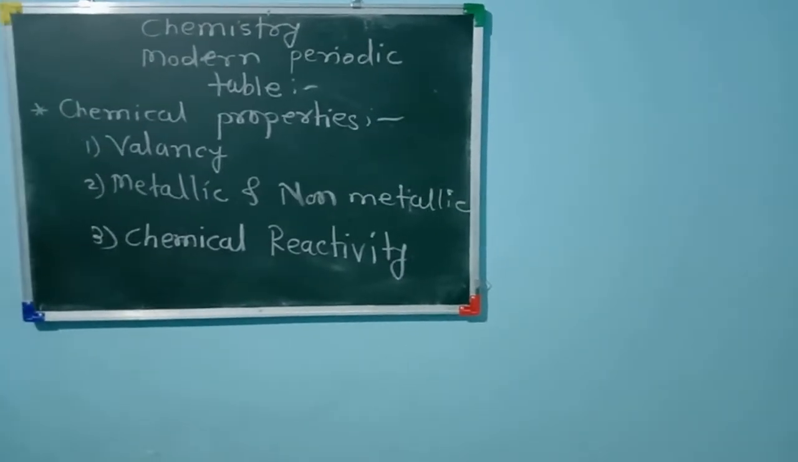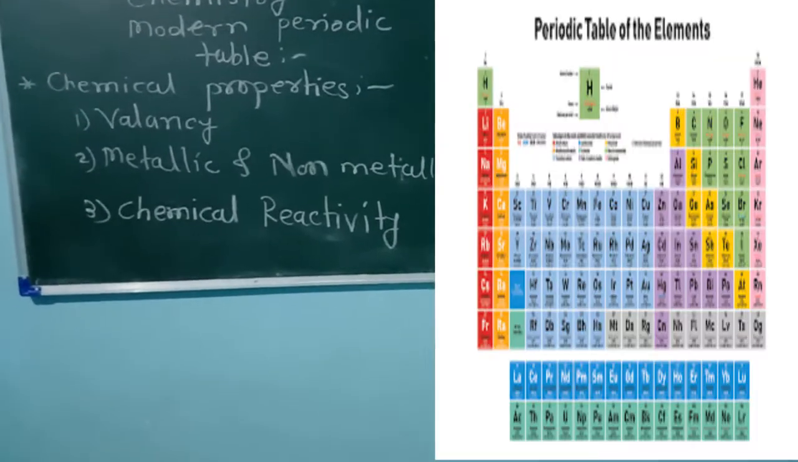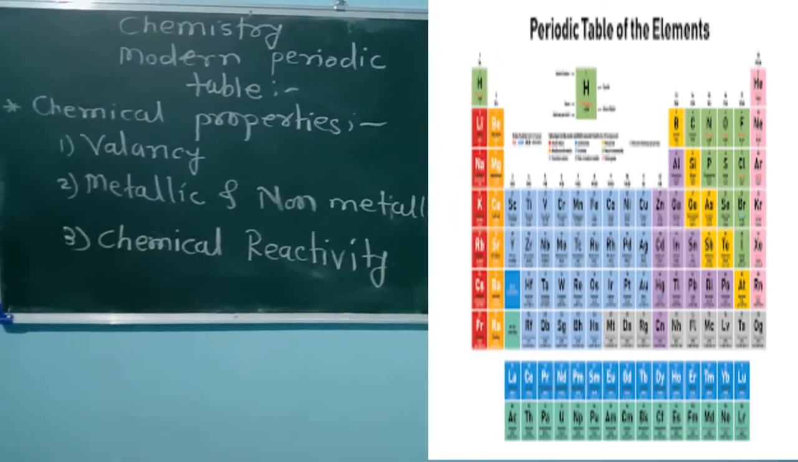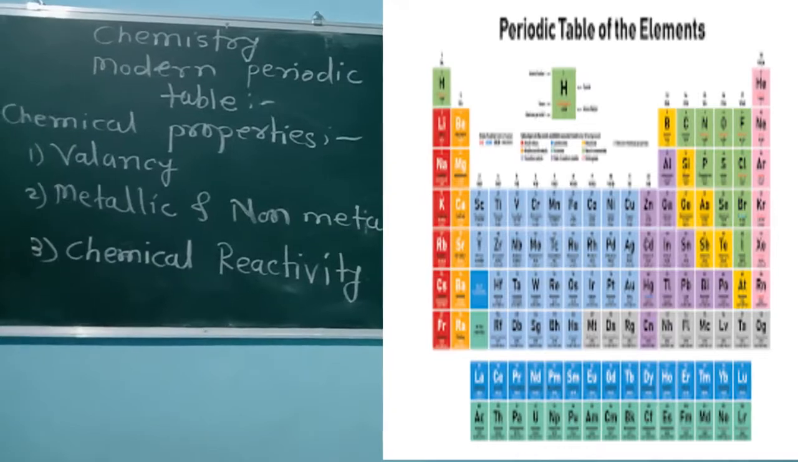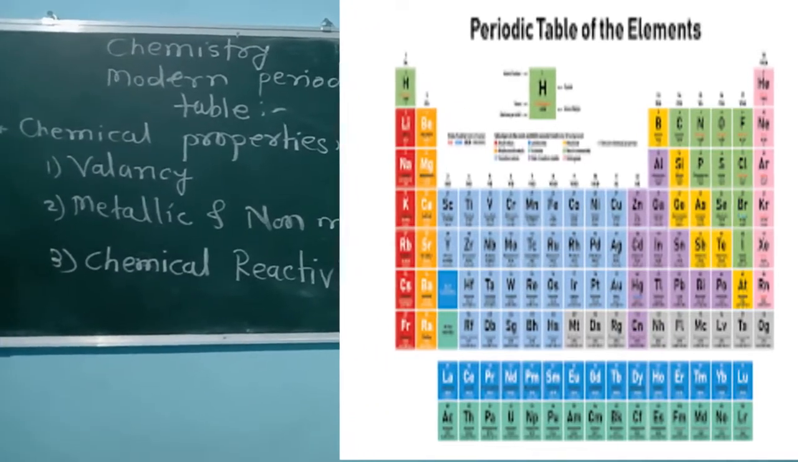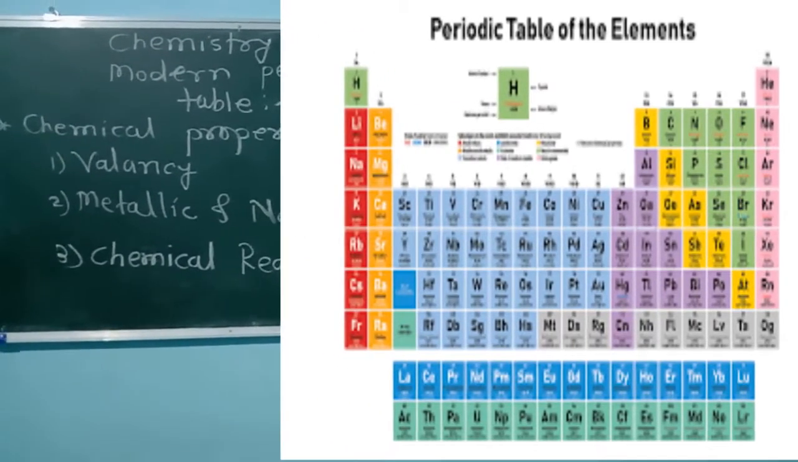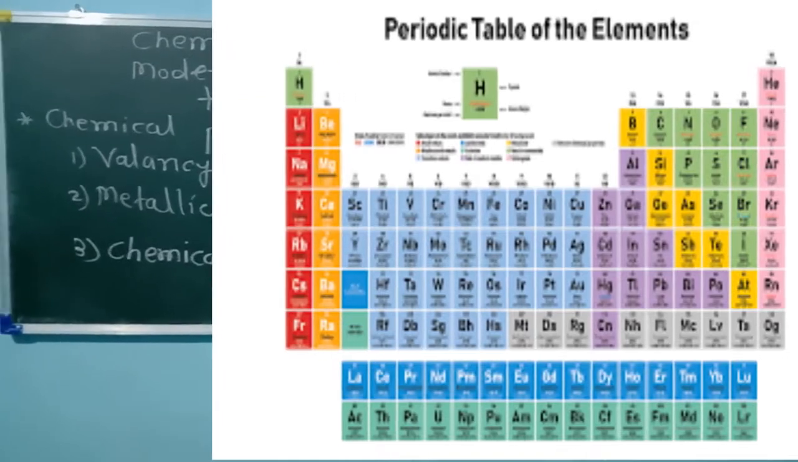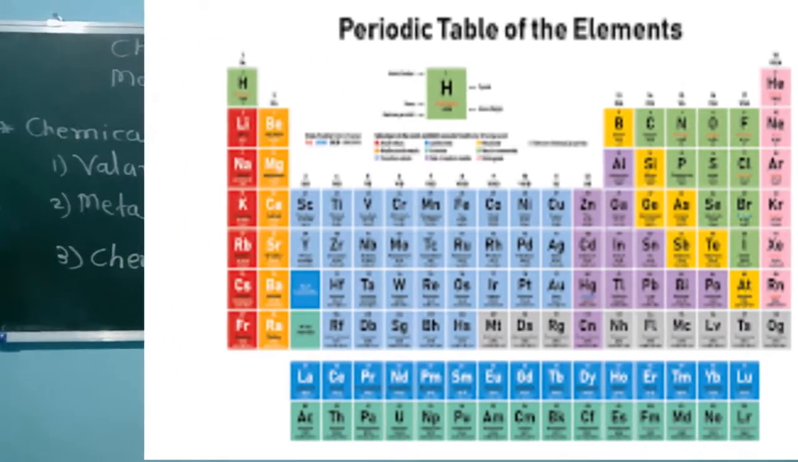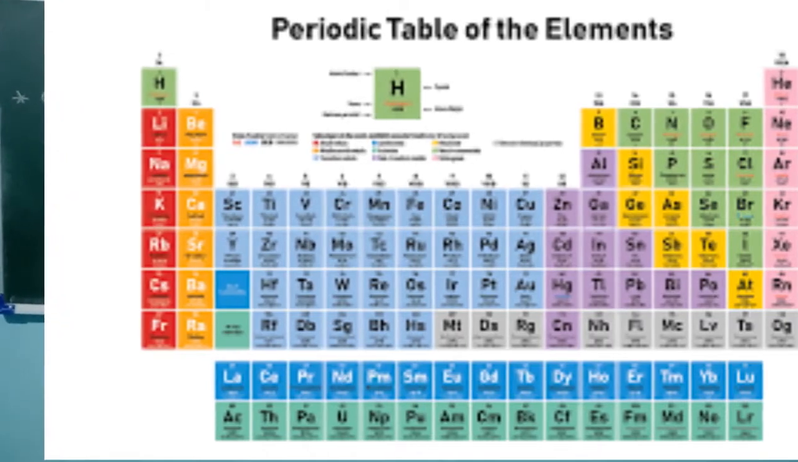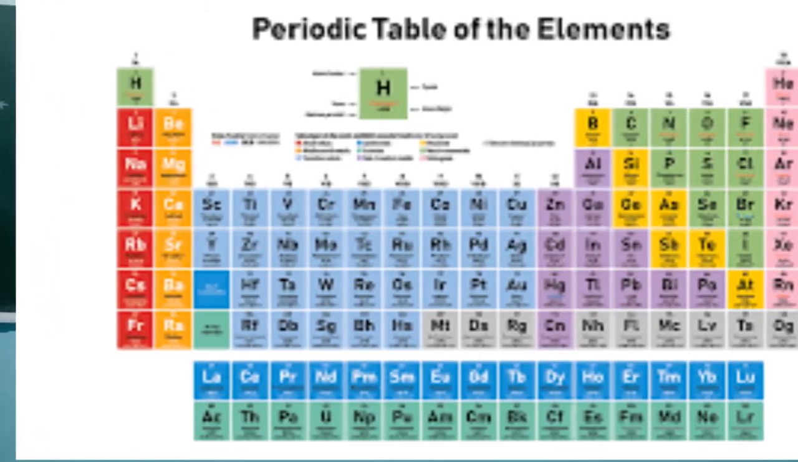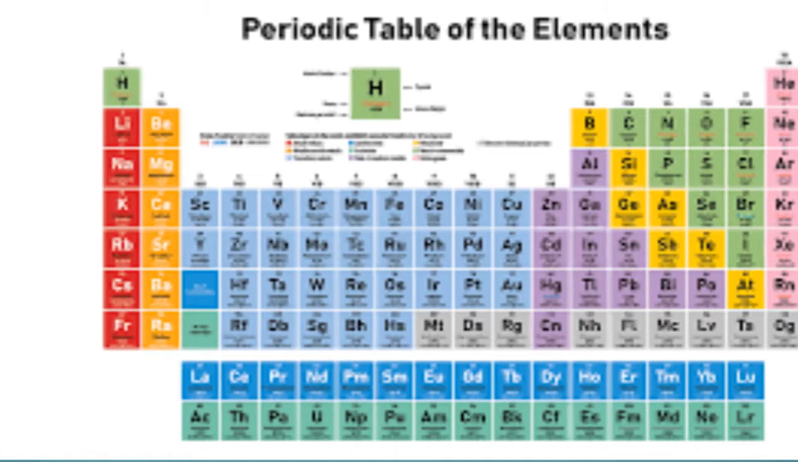At last we have discussed the physical properties of the periodic trends. Now in this lecture we start a new point, that is, the chemical properties of the modern periodic table. Chemical properties of periodic trends we see here. There are three chemical properties we discuss here.